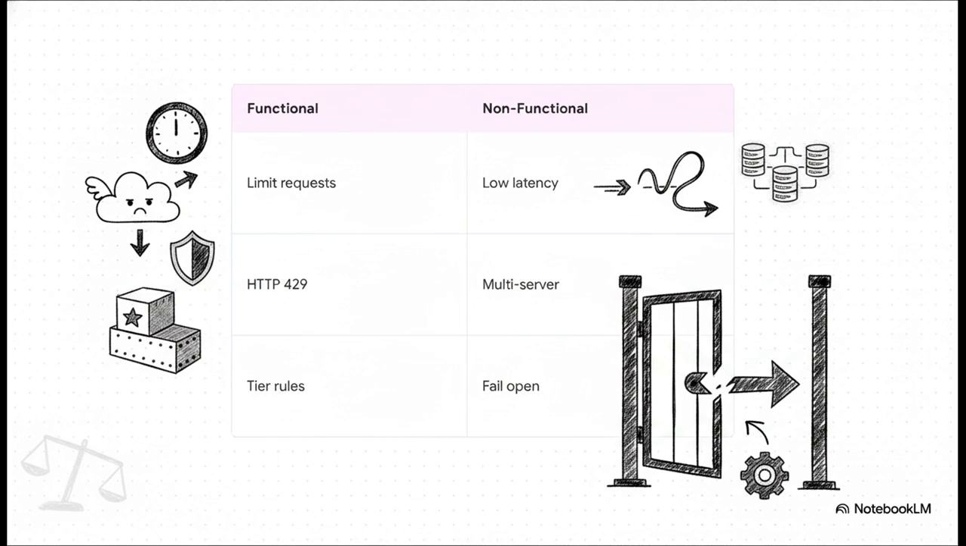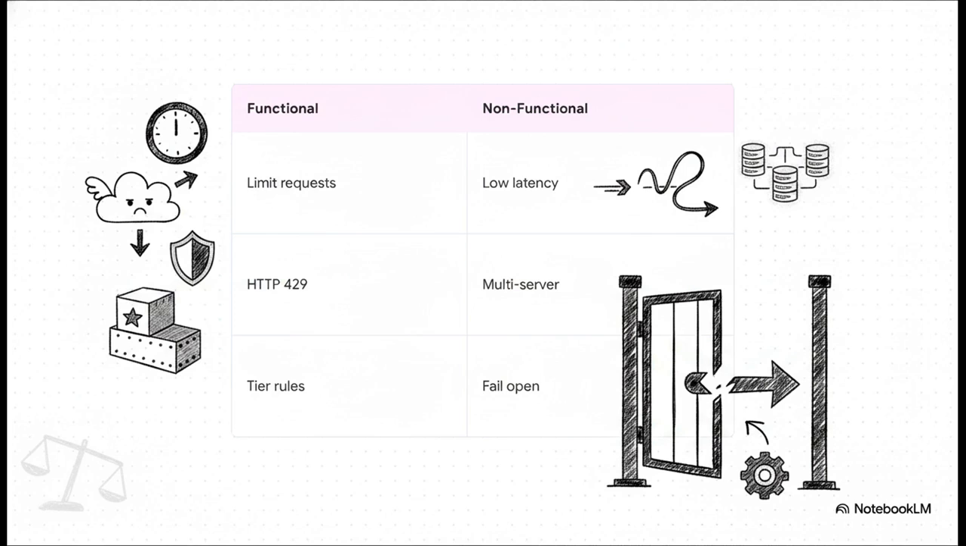But I really want you to notice the high availability requirement on the non-functional side. Specifically, the idea of failing open. This is a massive real-world design decision. It means that if our rate limiter crashes, we would much rather let all the traffic through than accidentally block legitimate traffic and take down our entire API. Stating this explicitly early on is exactly the kind of engineering judgment that interviewers desperately want to hear.